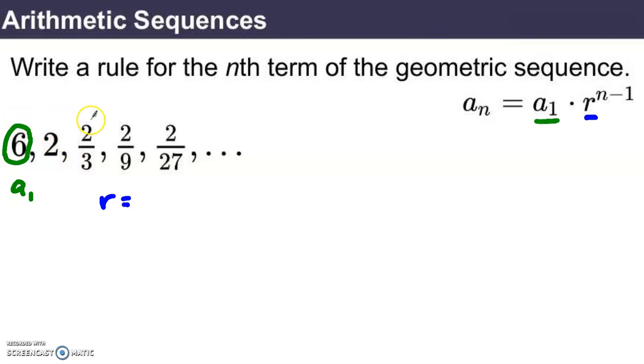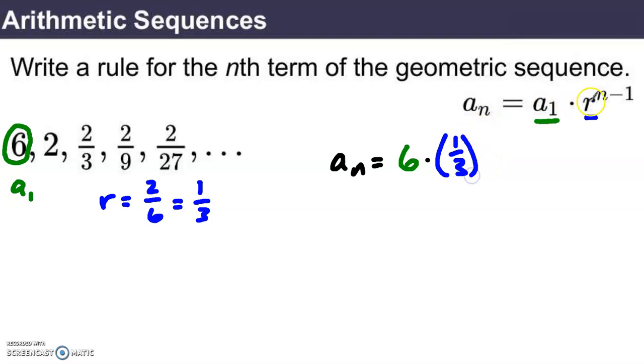Well, if you don't see it right away, take the second term and divide it by the first. 2/6, or even better, 1/3. There's our common ratio. And now you know the two things you need to write the expression for the nth term of this sequence. Now a sub n is, well, let's see, a sub 1 is 6 times 1/3. Since I want to make sure I get that whole fraction in this n minus 1 power, I need to put that in parentheses probably.